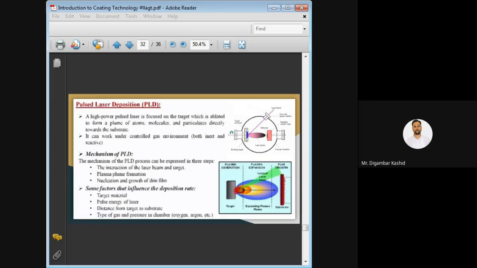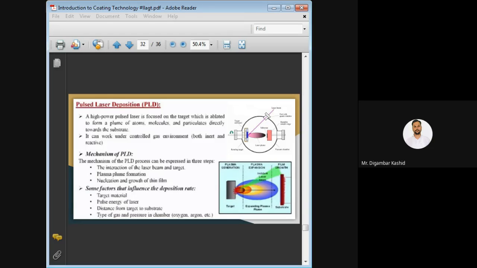Also, it depends upon which kind of material we are using to coat. Okay, and I will give the explanation about the mechanism of this PLD process. The mechanism of this PLD process can be expressed in three steps. First one is the interaction of your laser beam and the target. Then the next step is the plume formation, and the last is the nucleation and the growth of your thin films.